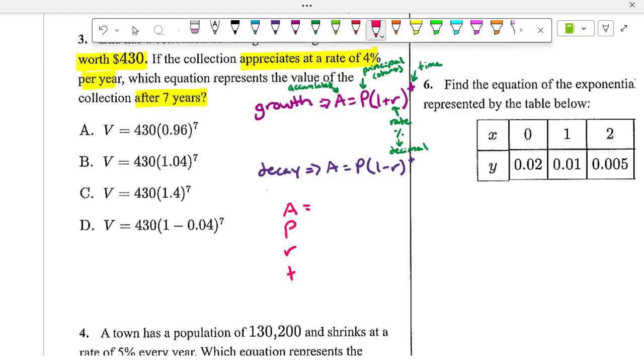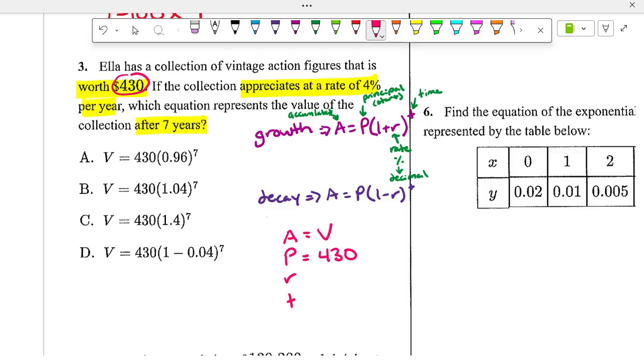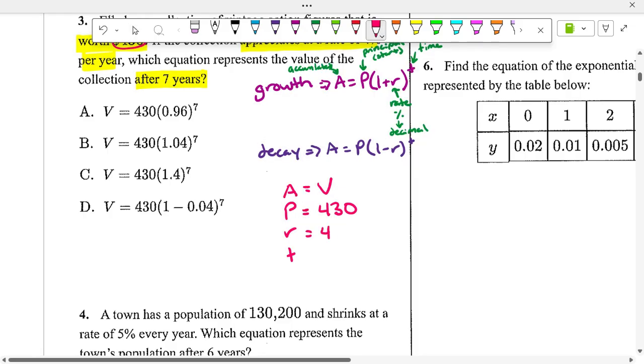Now, A is how much it's worth. So they're using V as A. What's my principal? What did she start with? Or how much did she initially spend on them? $430. That's what she initially put into it. So your P would be $430. Now, how much is it growing? 4%. Now, what's 4% as a decimal? 0.04. So if you don't know how to convert percentages to decimals, all you do is just take that number of the percentage divided by 100. Because every percent's out of 100.